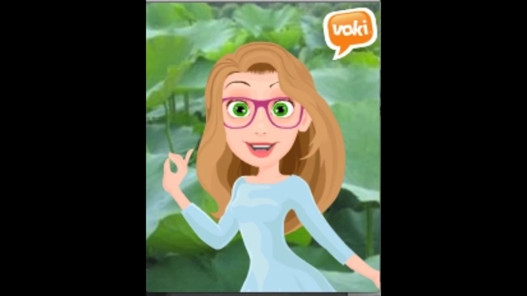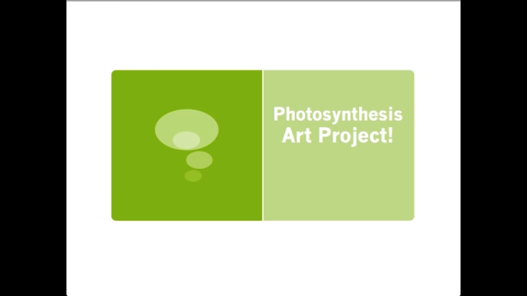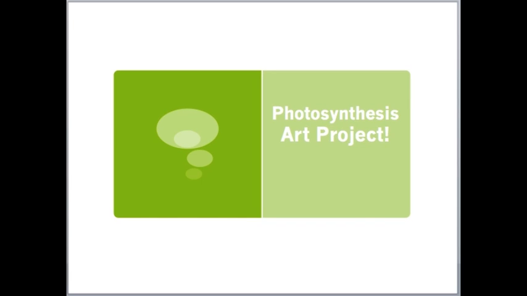Now that we've learned the basics of photosynthesis, I'm here to introduce you to the art project that you will be completing. Now here is your photosynthesis art project. For this project, you will have two options. First, you can draw and label a diagram of a plant cell, or for the second option, you can diagram and label the basic process of photosynthesis. I will show you examples of each of these.